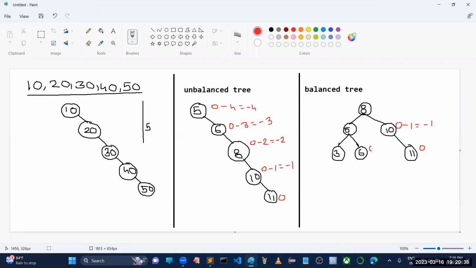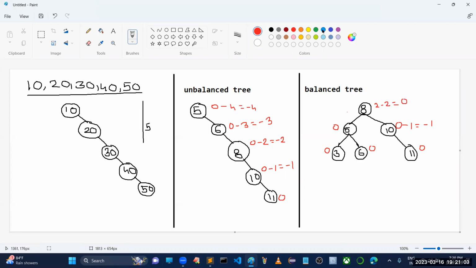What about this node 6? 0, because the left subtree and right subtree are 0, 0. And this one is also 0. What is the height of the left subtree for this node 5? 1. What is the right subtree height? 1. So the balance factor will become 0, 1 minus 1. What about this one? 2 is the left subtree height, and 2 is the right subtree height. So 2 minus 2 will become 0, the balance factor.